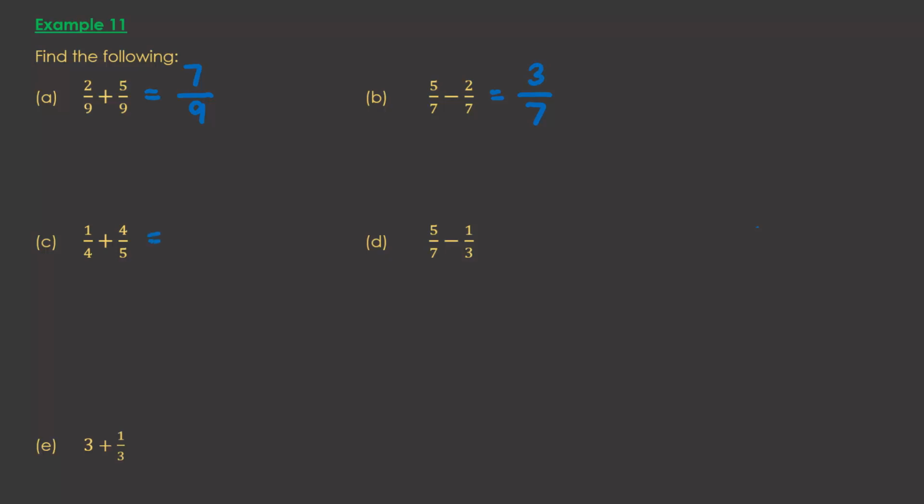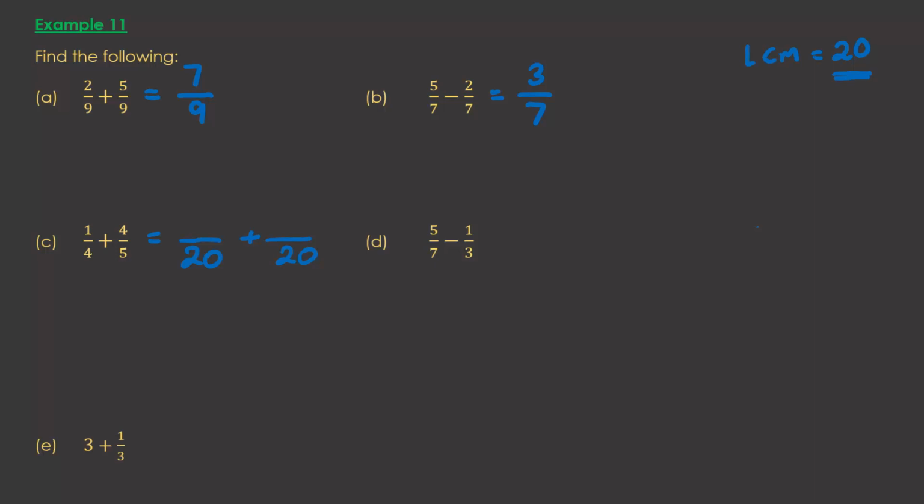Now for the first time, we've got different denominators. Now in the case of 4 and 5, the lowest common multiple is just 4 times 5, which is 20. So that's a really good denominator to use. So what I'm going to do is put both of those fractions over 20. So I need an equivalent fraction.